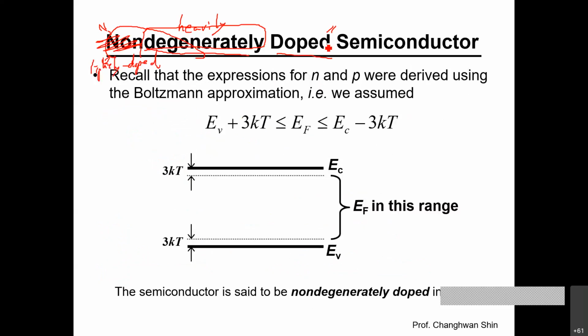So here, depending on the doping concentration, we can classify semiconductors into two different types, heavily doped or lightly doped. So what is the main criterion to classify it? Here is the answer.